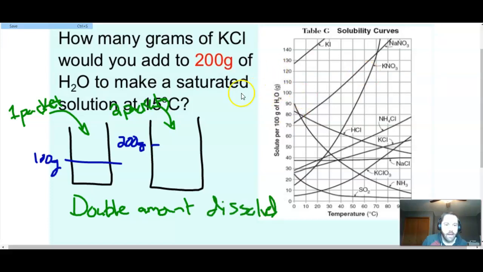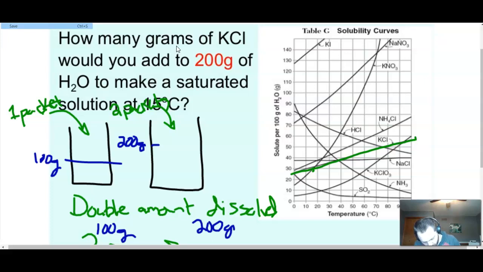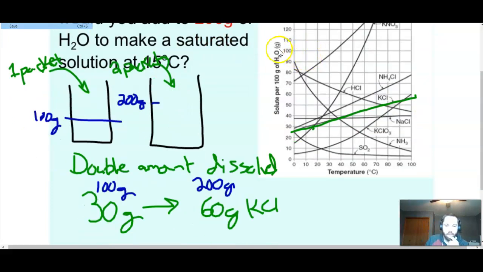So in this problem, it says how many grams of potassium chloride. So I can highlight that line there at 15 degrees Celsius. So at 15 degrees Celsius, it looks like we can dissolve about 30 grams. But then it says per 200 grams of water, so this would have been in 100 grams. So in 200 grams, we would just simply double that to be 60 grams potassium chloride.